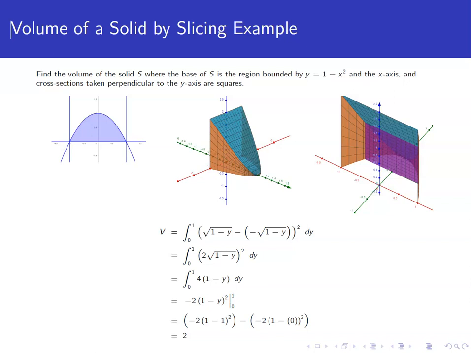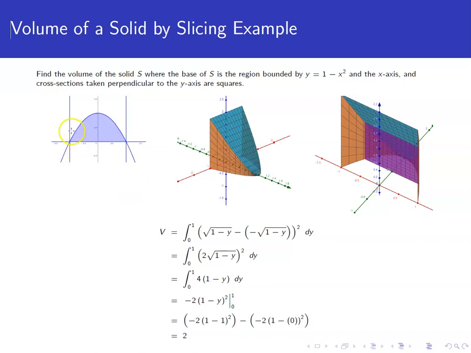In this video, we're going to look at finding the volume of a solid by slicing. We're given that the base of a solid is the region bounded by y equals 1 minus x squared and the x-axis. We're going to take cross sections perpendicular to the y-axis, and we're told that those cross sections are squares. This first graph on the left gives us the graph of our region that is the base.